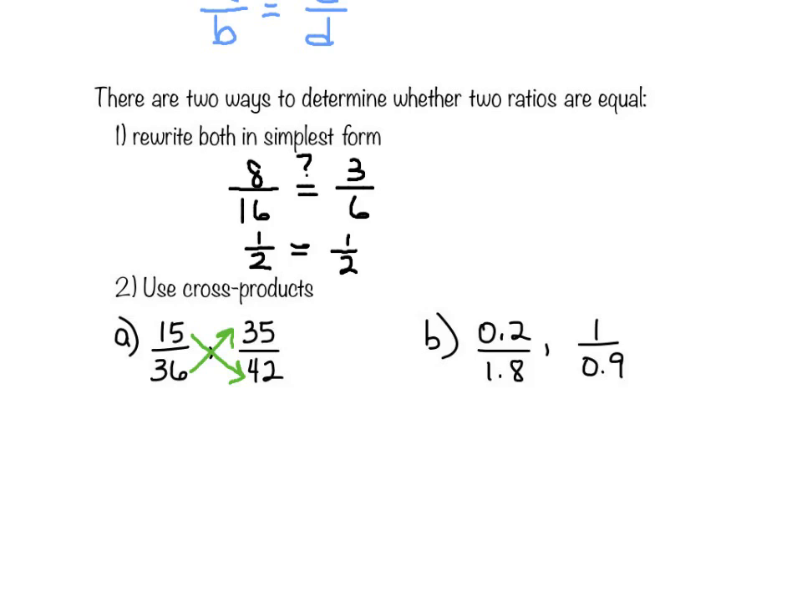If I do 15 times 42, the product is 630. And if I multiply 36 times 35, the product is 1,260, I believe. So, because these cross products are not equal, we can say that this is not a proportion.